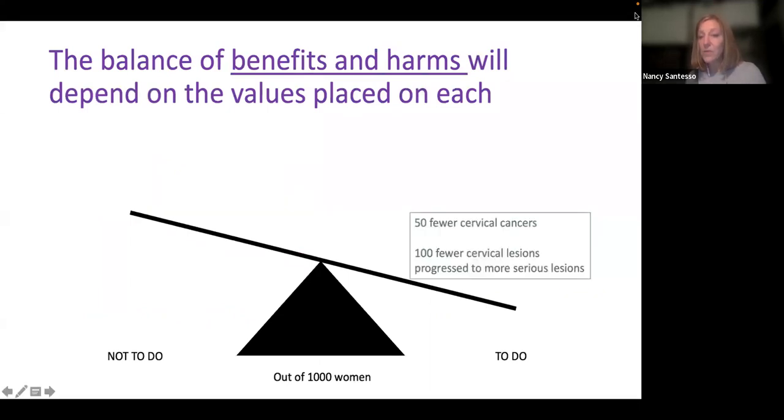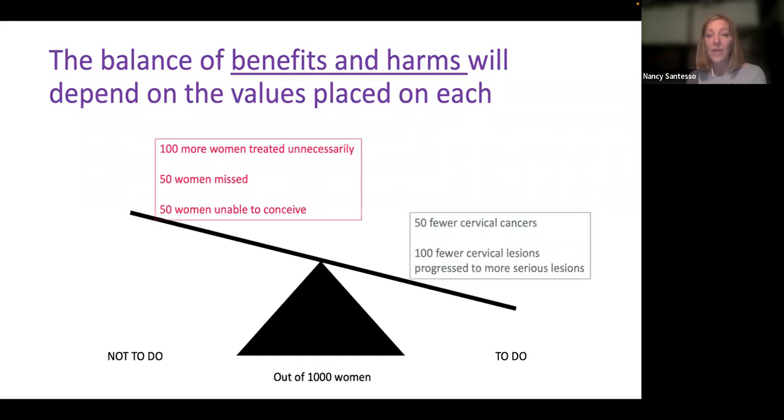And we can weigh out, okay, if we screen 1,000 women, there'll be 50 fewer cervical cancers. And we'll also have 100 fewer lesions that progress to more serious lesions. So not necessarily to cervical cancer, but progress to a serious lesion. So now we have these numbers of 50 and 100 on this side. That's good. On the other side, though, are the negatives. 100 women will be treated unnecessarily because we've screened them and we falsely think that they actually have lesions. 50 women will even be missed, even if we do screen. And because some women were treated, 50 women will be unable to conceive because of the treatment, because of infertility.